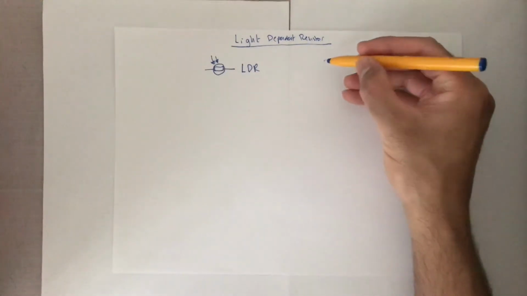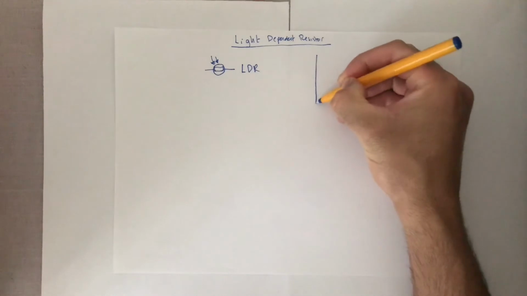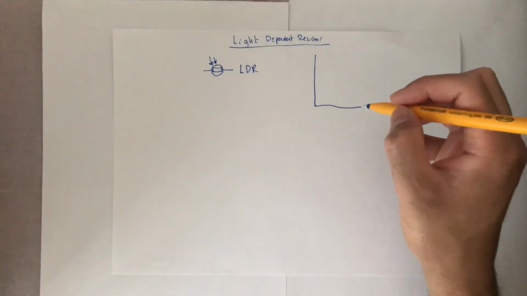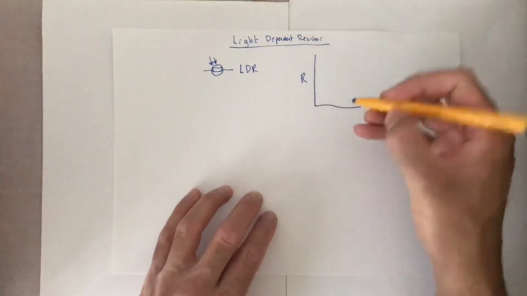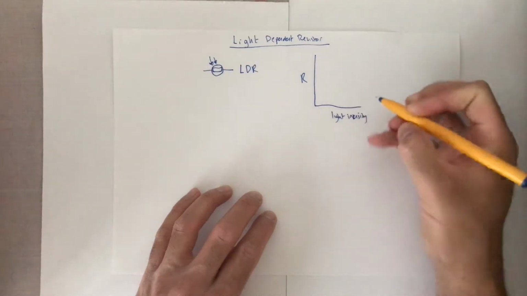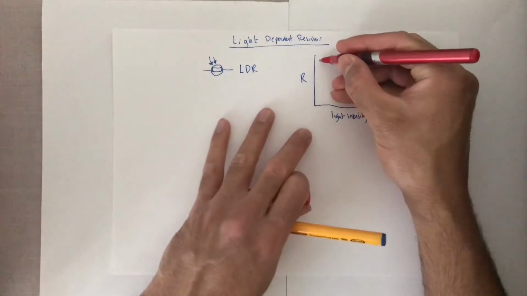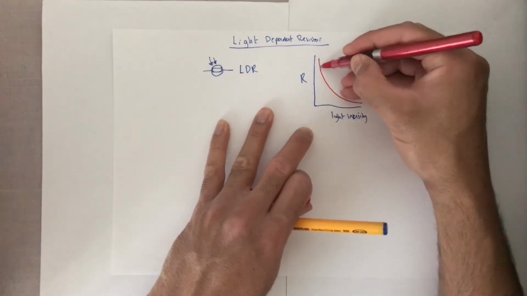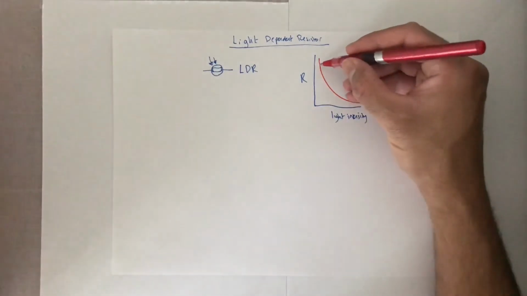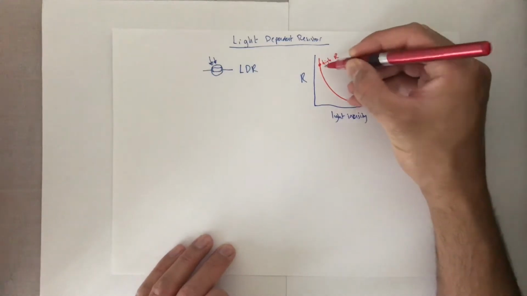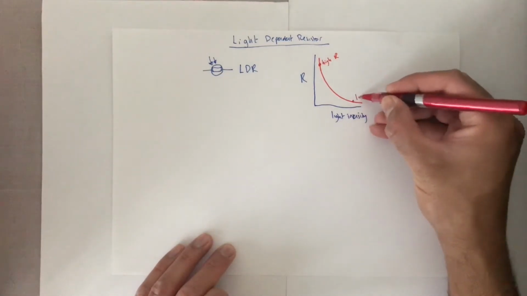So the first thing I'm going to do is draw out this graph over here. On this graph, it's a graph of resistance against light intensity. This graph for the LDR looks a bit like this. So this is what it does. It curves exponentially like that. Over here we've got higher resistance, and then over here we've got low resistance.